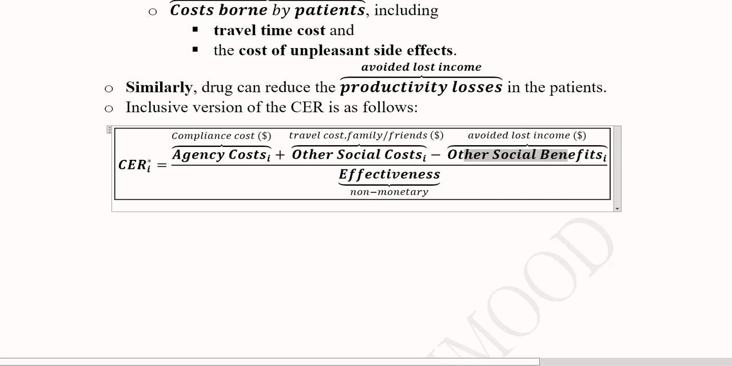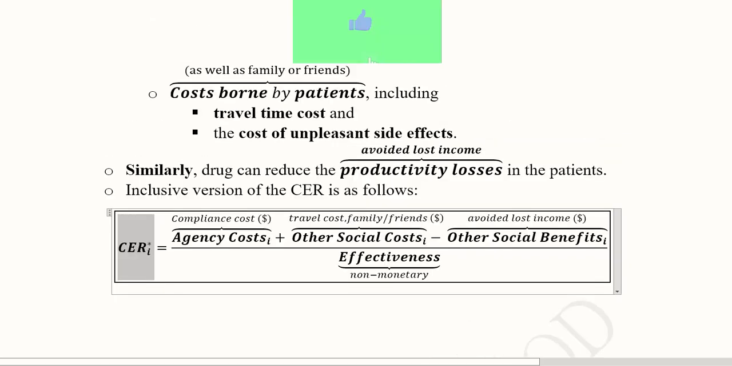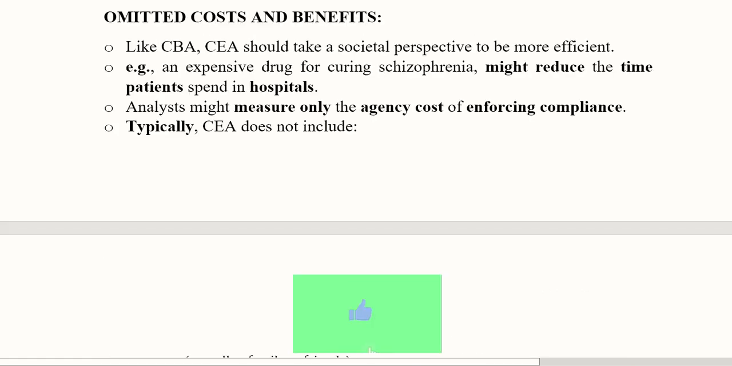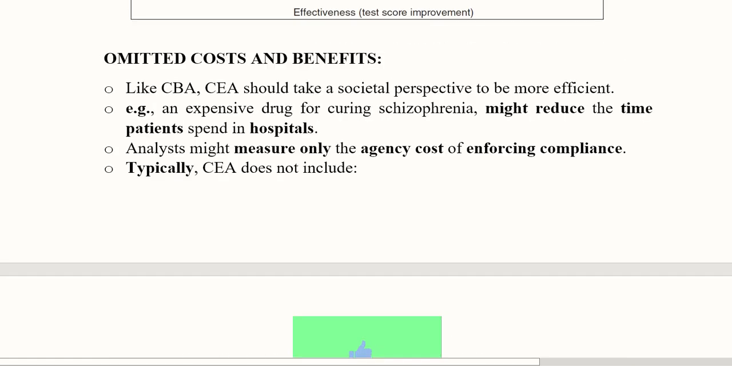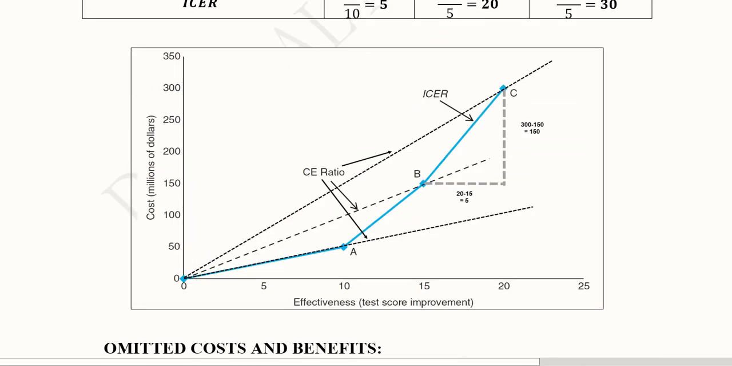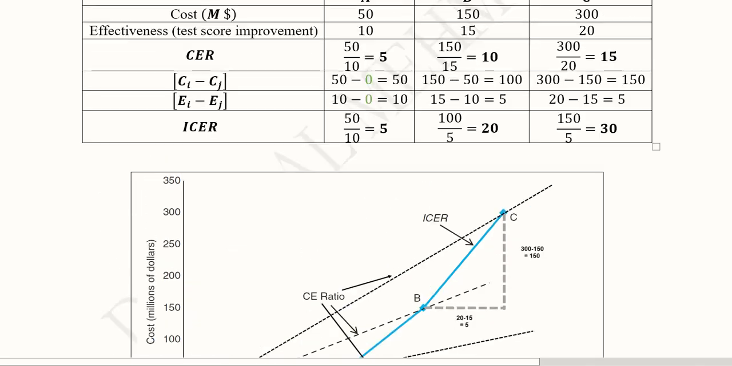So you see, the cost effectiveness ratio is now adjusted, and this adjusted cost effectiveness ratio is much more representative of the actual situation when it comes to the societal point of view. So that's where the limitation of the cost effectiveness ratio can be overcome, and we can fix this by including other costs and benefits.